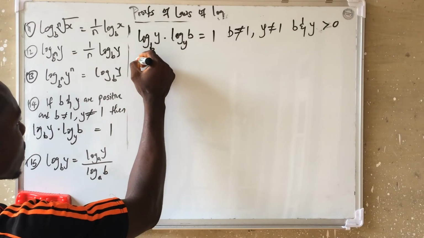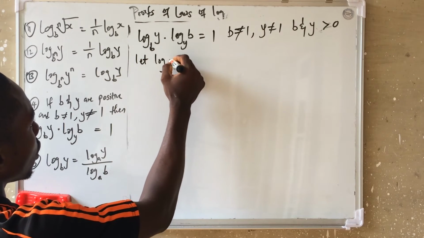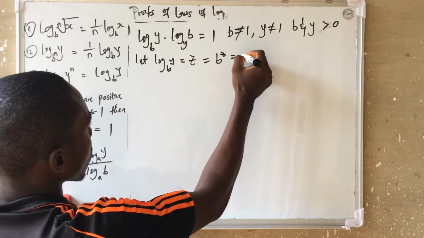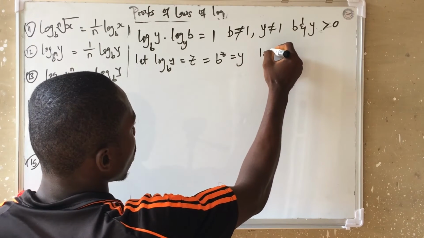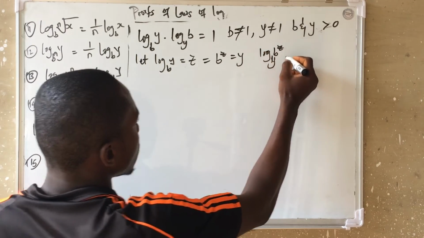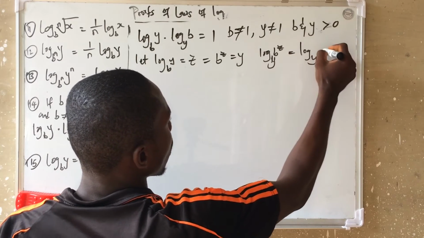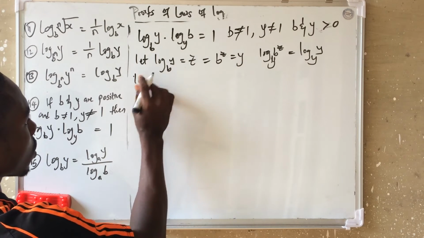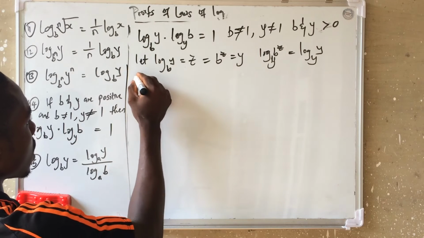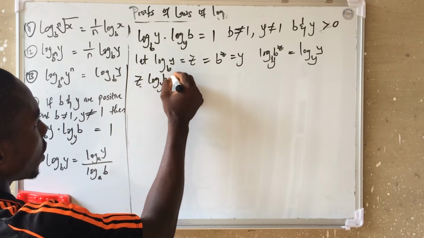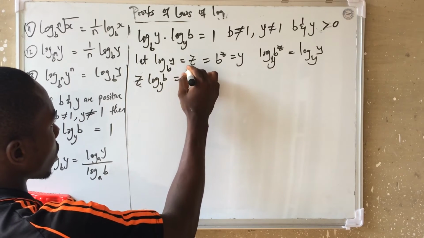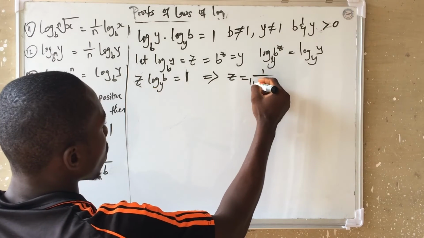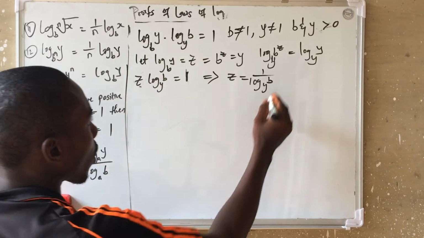So now I'll start by saying let log b of y equal z, so that b raised to the power z is equal to y. I'll now say log to the y of b raised to the power z is equal to log to the y of y. So now here I'm going to get that z log to the y of b is equal to 1. So this will now give me that z is equal to 1 over log to the y of b. I'll call this 1.